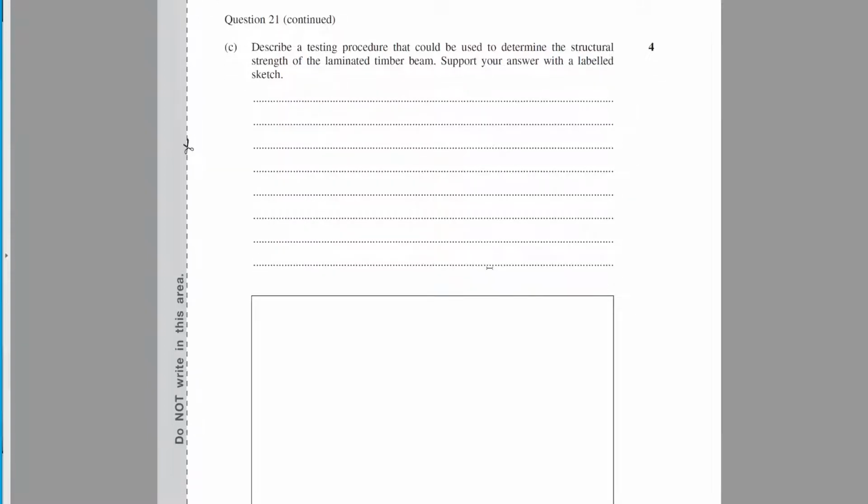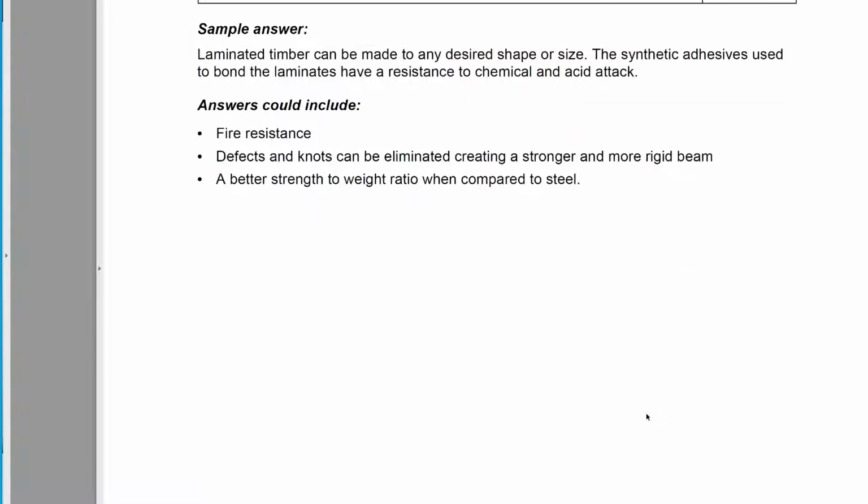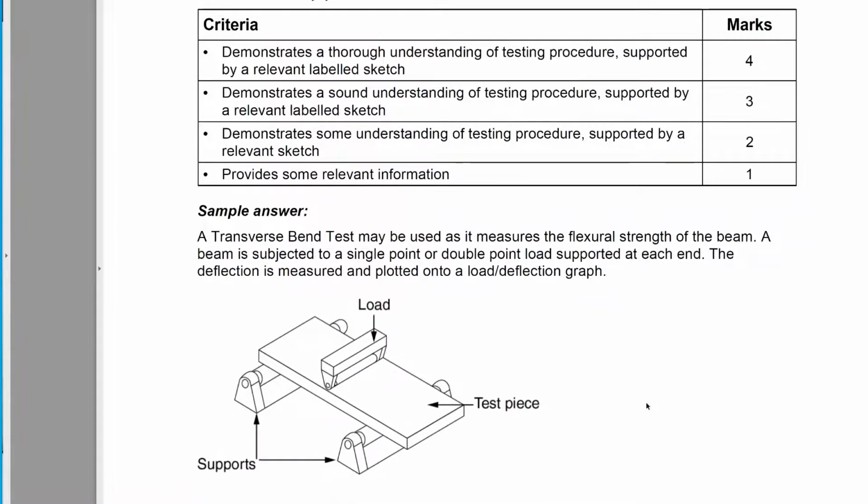Describe the testing procedure that would be used. So what they want is a describe, so we're talking about features. That's what we're circling. Describe the testing procedure of the laminated beam. Support your answer with a labeled sketch. So the labeled sketch is critical. Of this 4 marks, 2 marks is for the words and 2 marks is for the sketch. That's really key: whenever they ask for a labeled sketch, it's imperative that you do that.